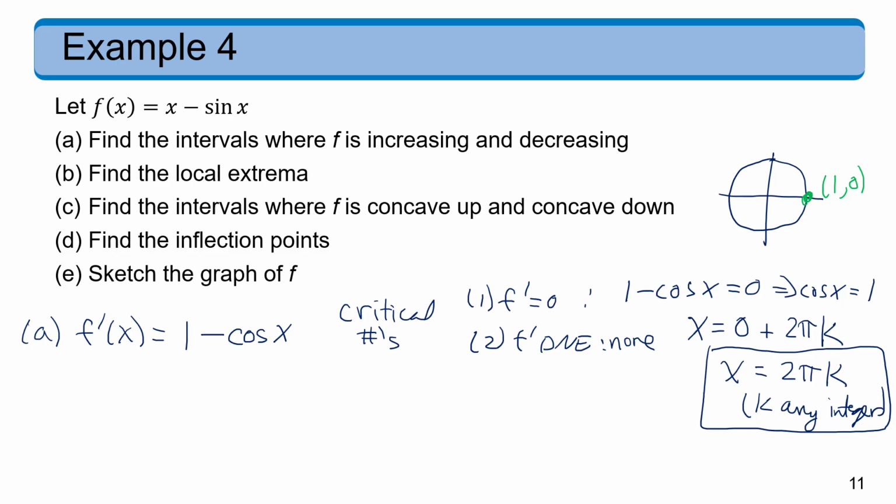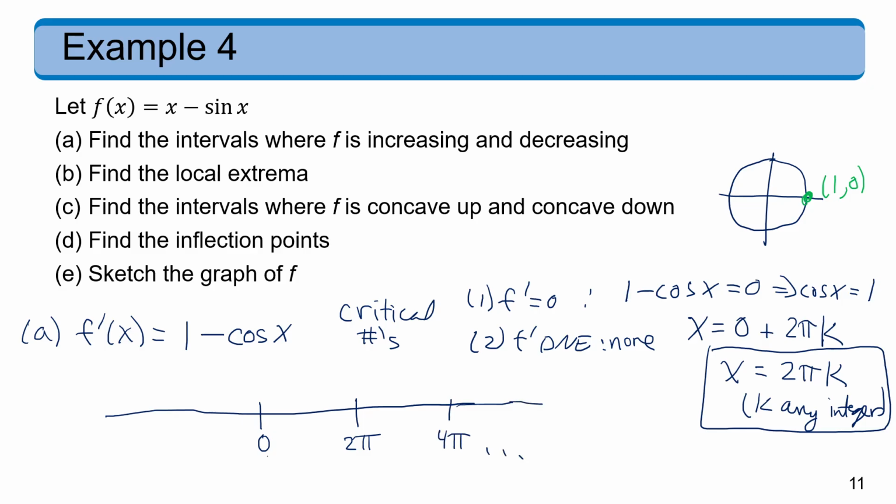So let's make our number line and list some of those critical numbers. If k is 0, we get x equals 0. If k is 1, we get x equals 2 pi. If k equals 2, we get 4 pi. Right, and then it just continues like that forever.